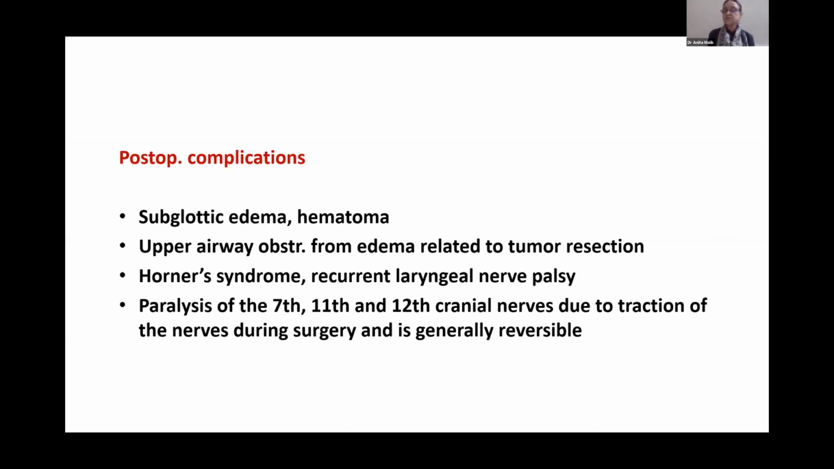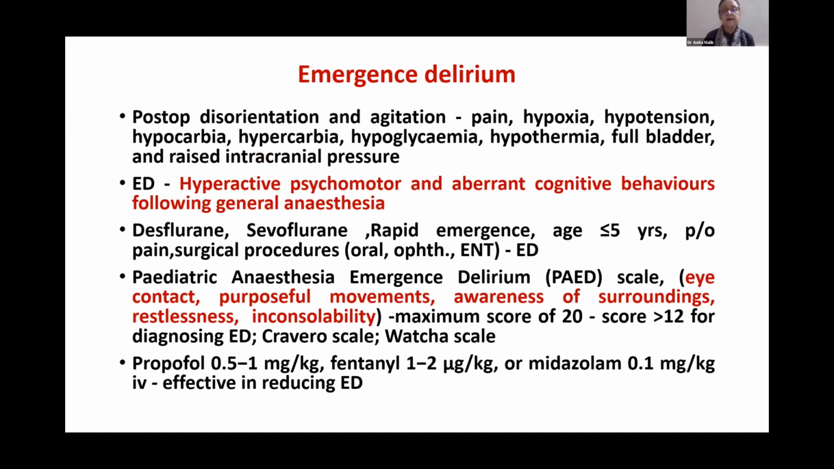Post-op complications: subglottic edema, hematoma, and upper airway obstruction by edema related to tumor resection. Then, so many nerves go through the neck area, so Horner syndrome, recurrent laryngeal nerve palsy, and paralysis of the 7th, 11th, and 12th cranial nerves can occur due to traction of the nerves during surgery, but it is generally reversible. Two points regarding emergence delirium.